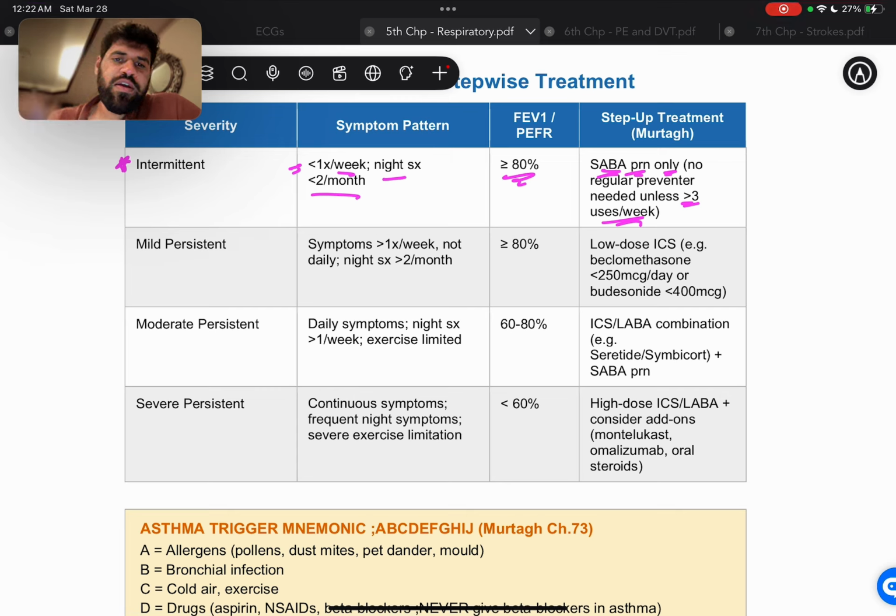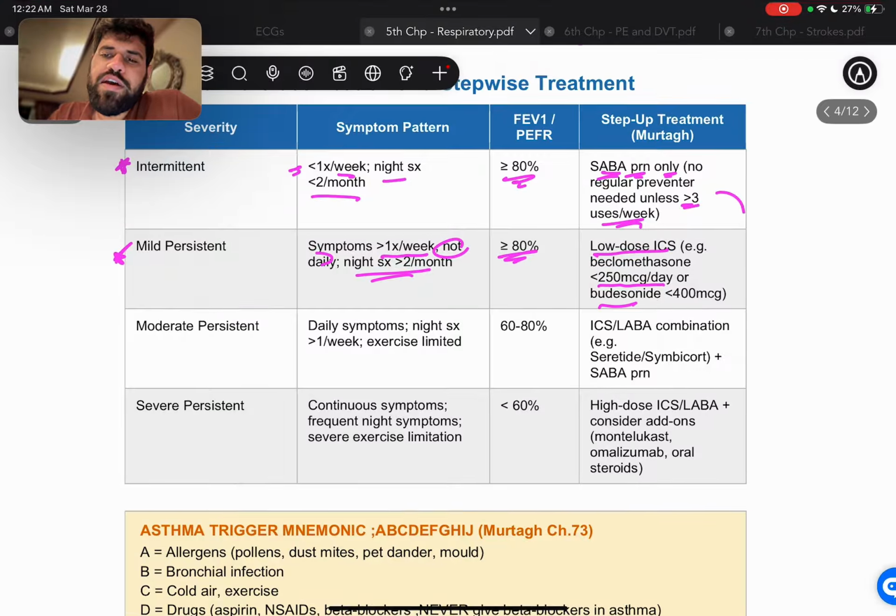All right. Now moving on to mild persistent. Mild persistent is more than 1 symptom per week and not daily. All right. And night symptoms are more than 2 times per month. And FEV1 by PEFR is always going to be more than or equal to 80% in these patients as well. In this, you have to add a low dose ICS, such as beclomethasone less than 250 mcg per day, or budesonide. All right. So we are adding to them.